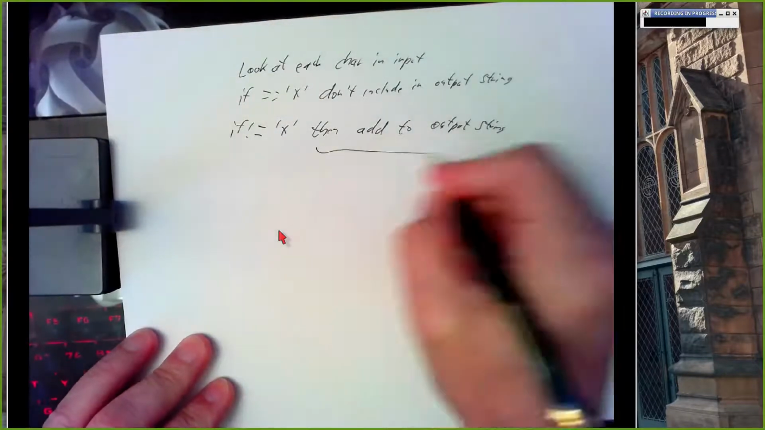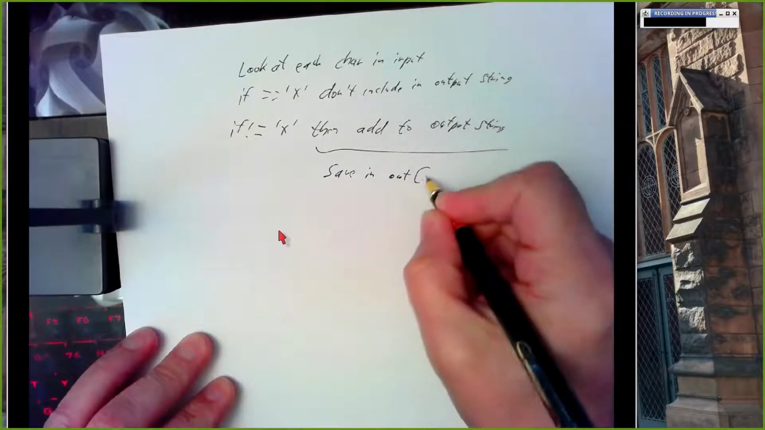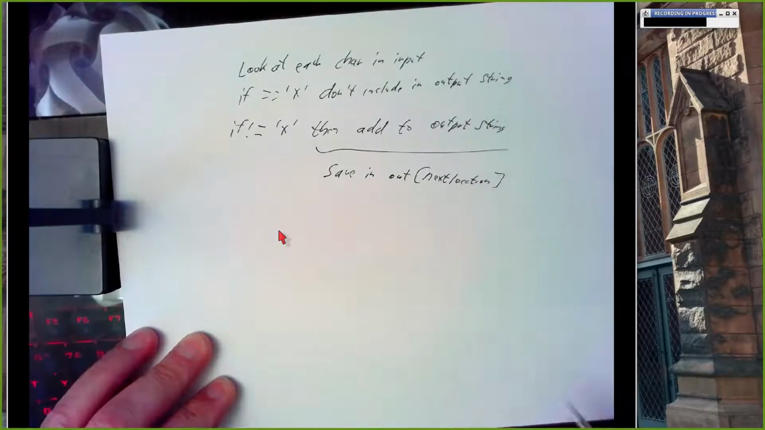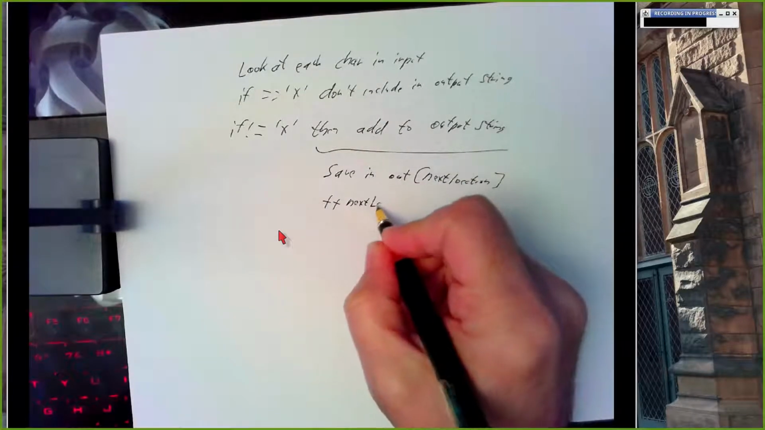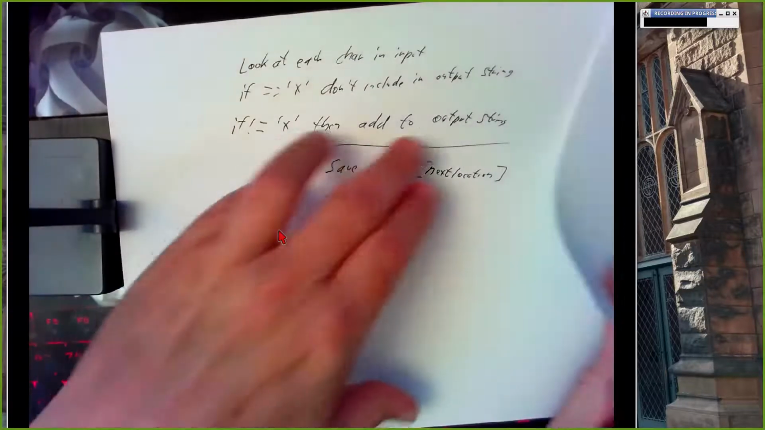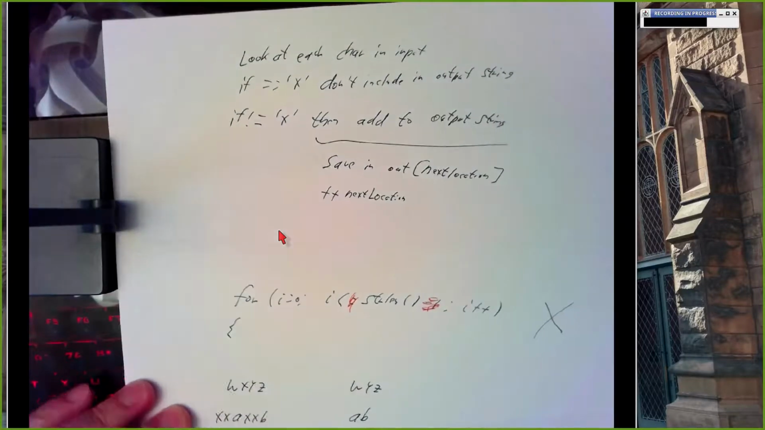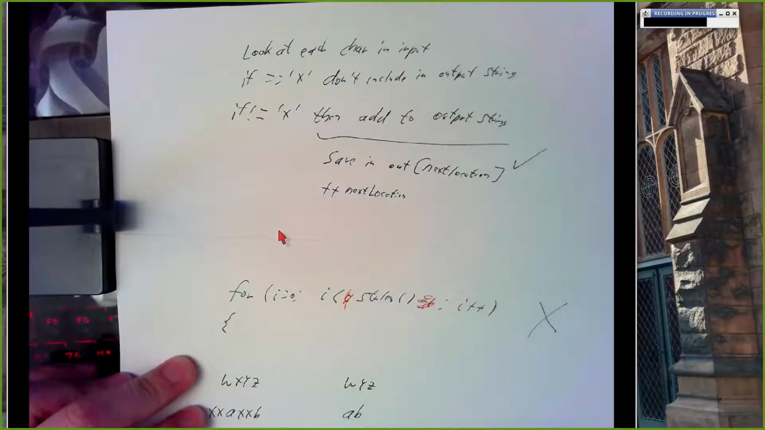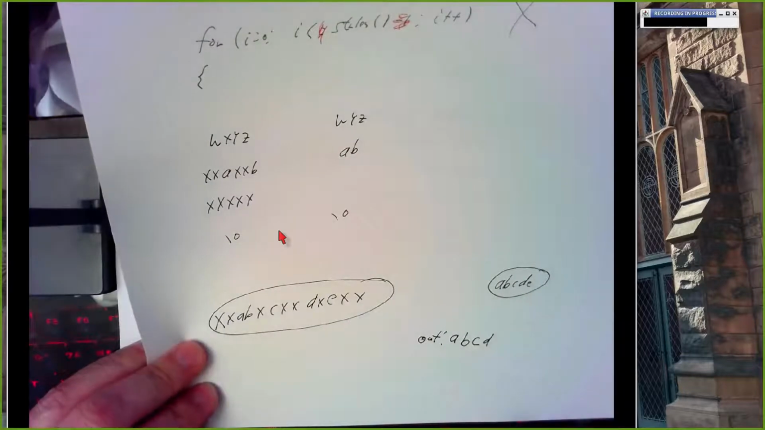So add to output string, we could say save in out bracket next location, and then increment next location, so that each time that we add something to our output, it copies it into the next spot in this output array, and then we increment that pointer, that index, so that the next time we do this, it'll go not into the same location, but location to the right of the last one that we wrote.